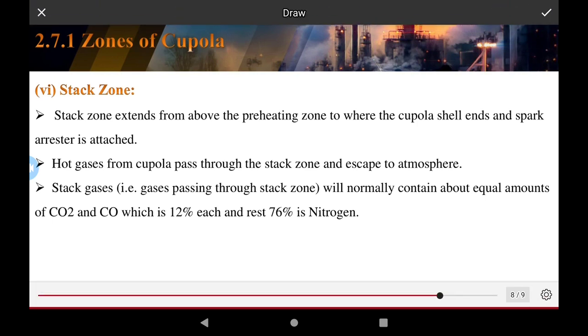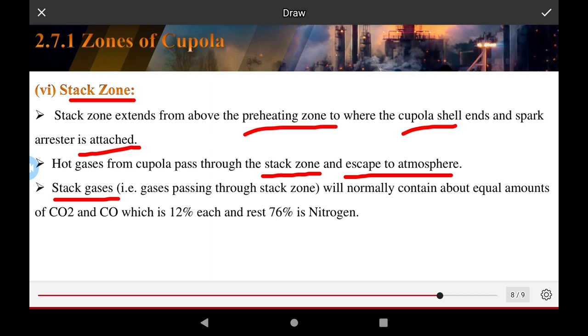The sixth zone is the stack zone. The stack zone extends from above the preheating zone to where the cupola shell and the spark arrestor are attached. Hot gases from the cupola pass through the stack zone and escape to the atmosphere.